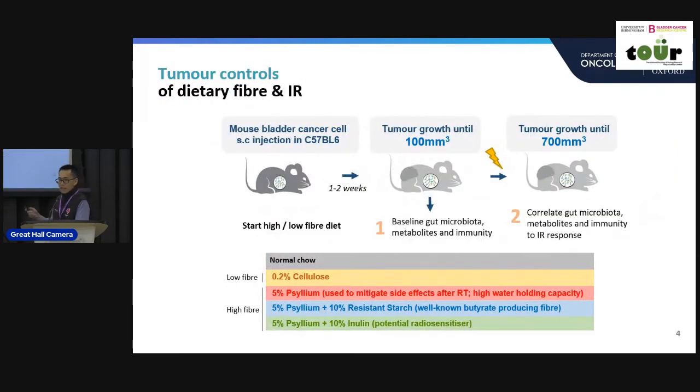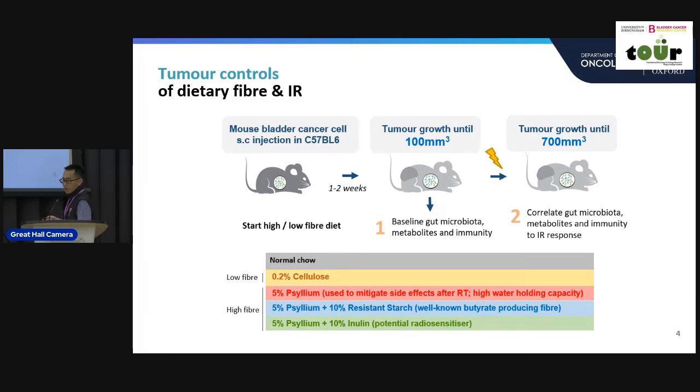Since we know that the gut microbiota, dietary fiber, and radiotherapy can modulate the anti-tumor immune response, I had to move our experiment to immunocompetent mice. That's why I injected mouse bladder cancer cells into black 6 mice, and at the same time, I started them on a low fiber diet, which is 0.2% cellulose, and a high fiber diet, which is psyllium.